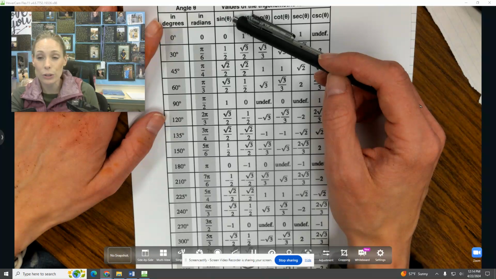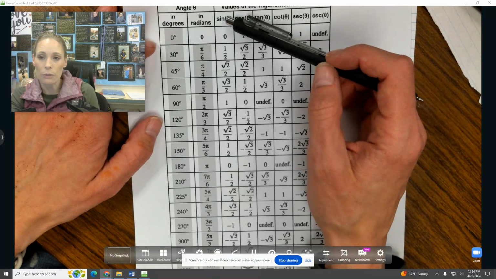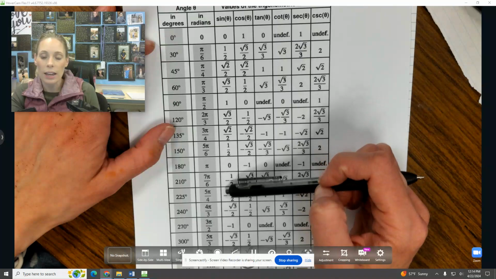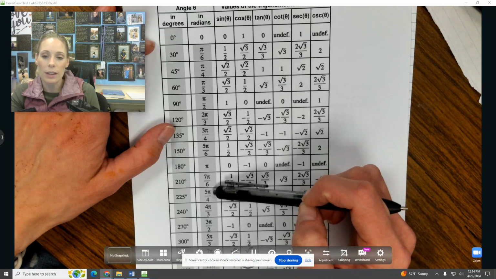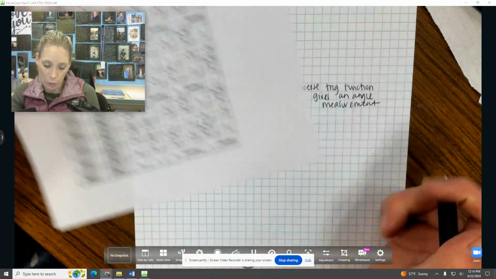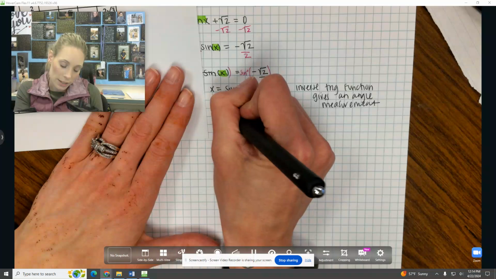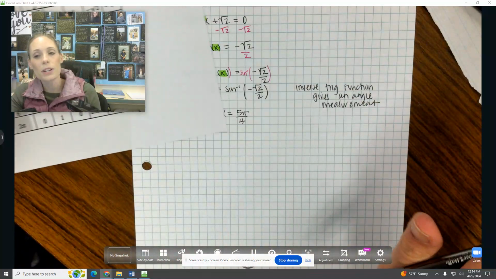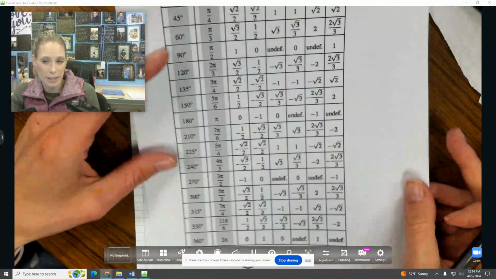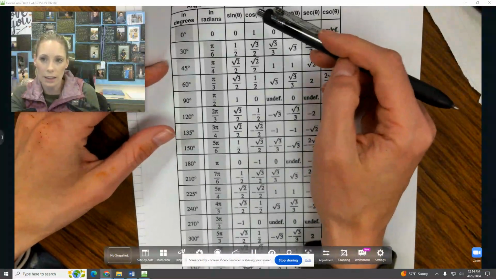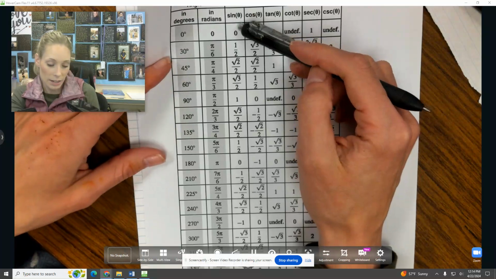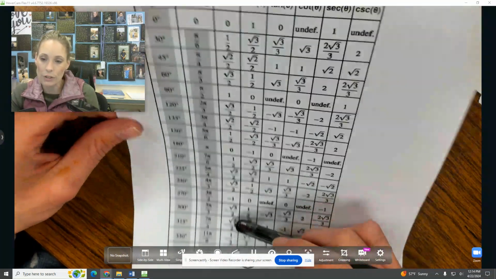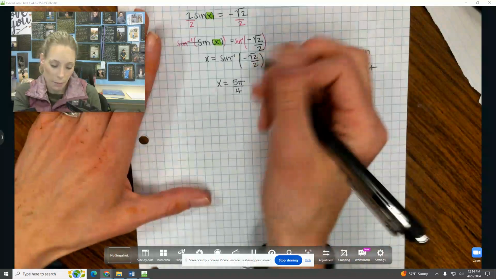And we are specifically looking for negative root 2 over 2. So I'm scanning, and negative root 2 over 2 is at 5 pi over 4. So I'm going to put x equals 5 pi over 4. But I just want to check, are there any other places that our sine, again, this column right here, is negative root 2 over 2? And I'm scanning. Oh, there's another spot right there at 7 pi over 4.